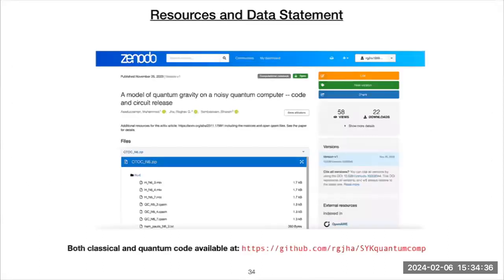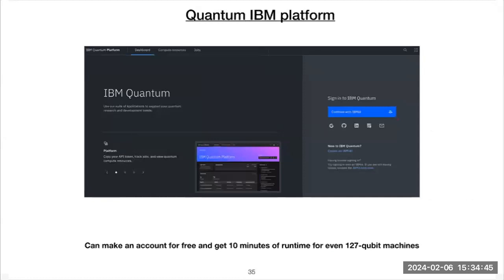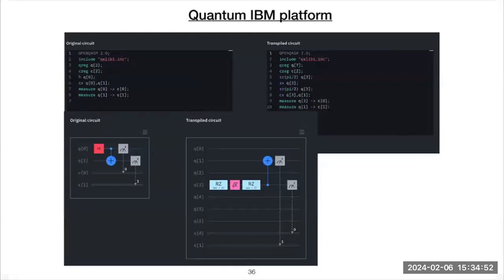So that was the talk. I wanted to say a few things about the paper. We have the code available on this Zenodo website, if you want to run it on an IBM computer. For example, you can make an account here. You get 10 minutes of free runtime on any of the 127 qubit machines. So these are mostly for students or graduate students who are interested.